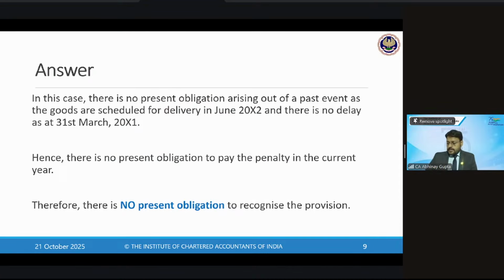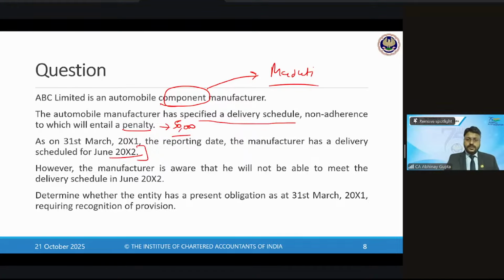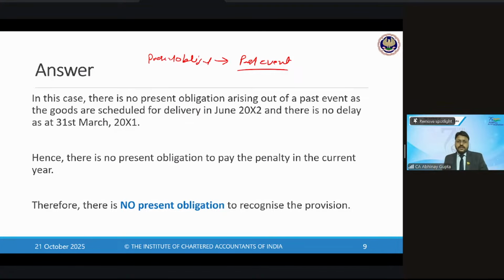Okay. See, I told you that present obligation has to be because of a past event, right? Now, in this case, what is the past event? None. There is no past event here. There is no delivery defaulted yet. Unless and until there is a default, the past event is not there, right? Because the past event is not there, there can never be a present obligation, correct?